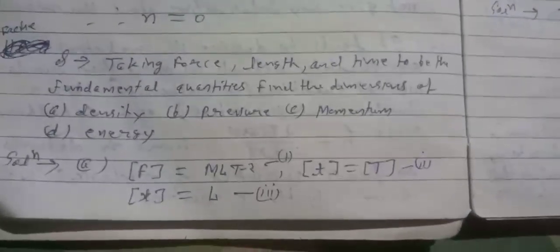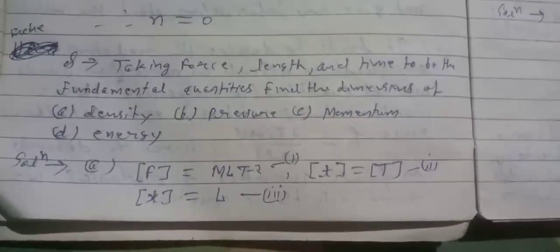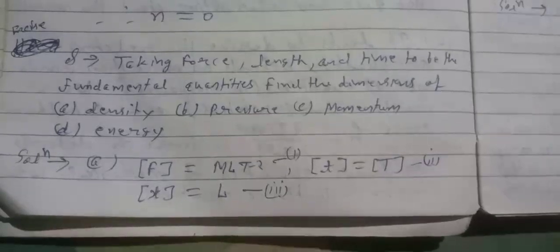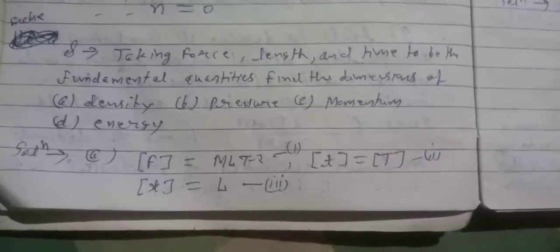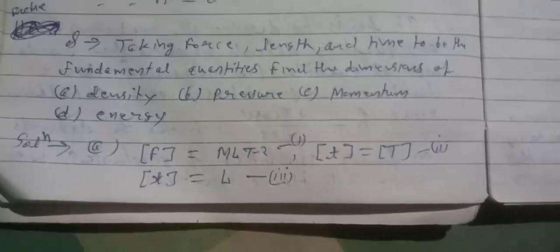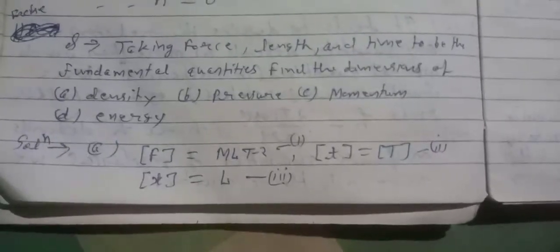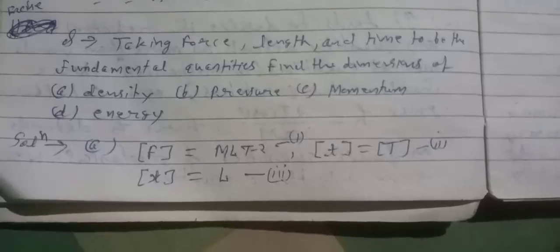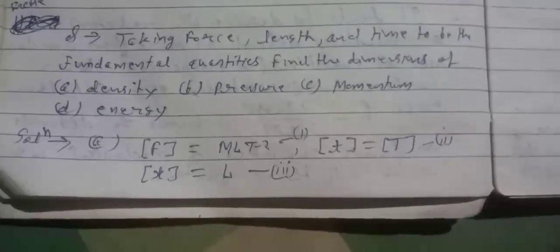Taking force, length and time to be the fundamental quantities, find the dimension of density, pressure, momentum and energy. Solution. A. We have dimensionally F equals MLT to the power minus 2, equation 1. Dimensionally T equals T, equation 2, and dimensionally X equals L, equation 3.